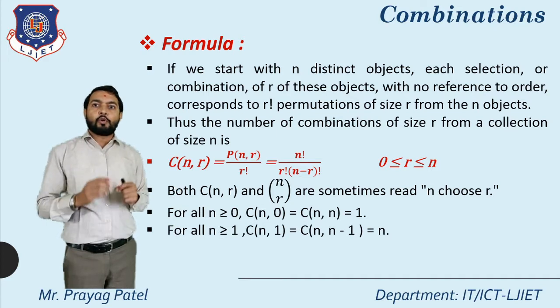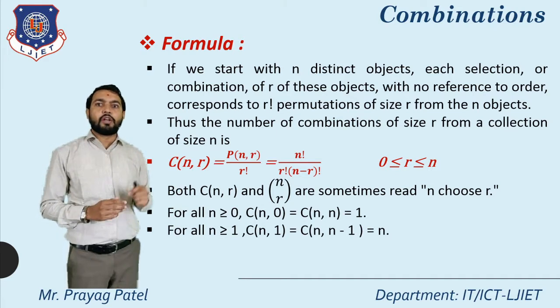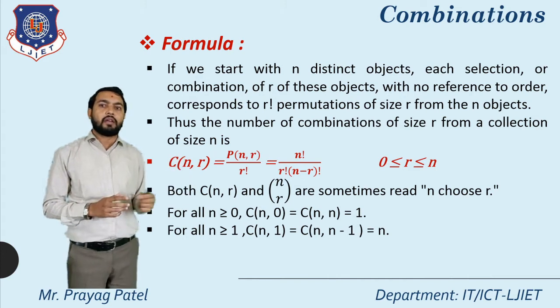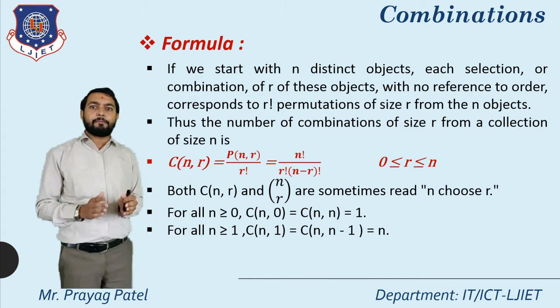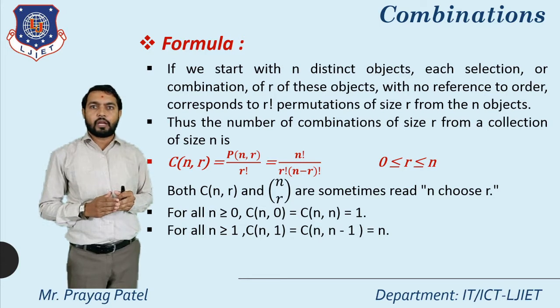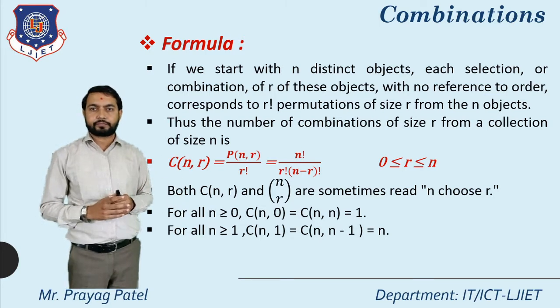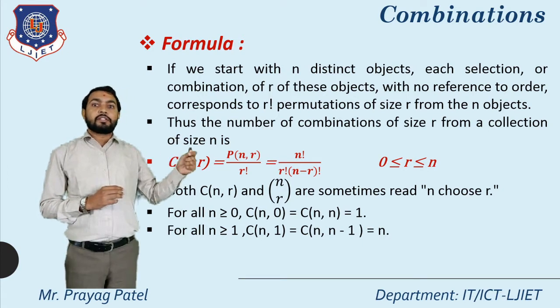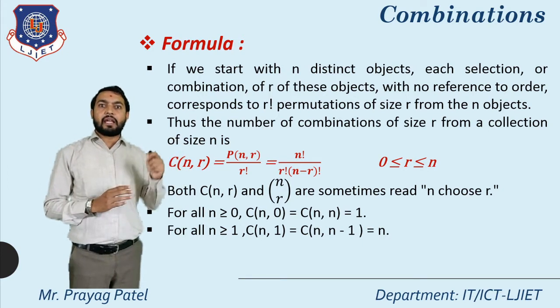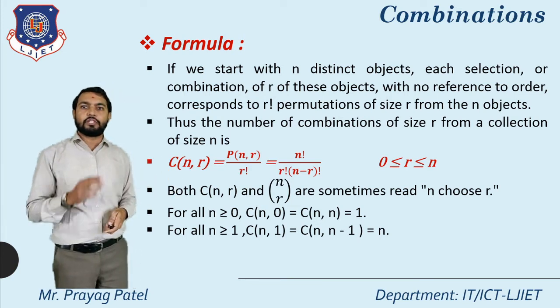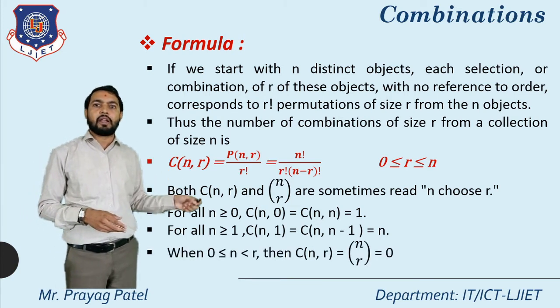Now another. For all n greater than or equal to 1, C of n 1 equals C of n n minus 1 equals n. We already discussed this point. If we consider the first column in Pascal's triangle, it is considered as the value n. If we consider the second last column, that means the n minus 1 element, it is also considered as the n value. So this is a common value.